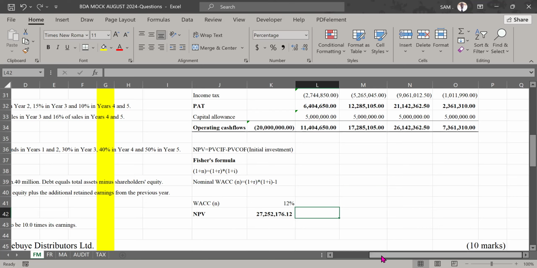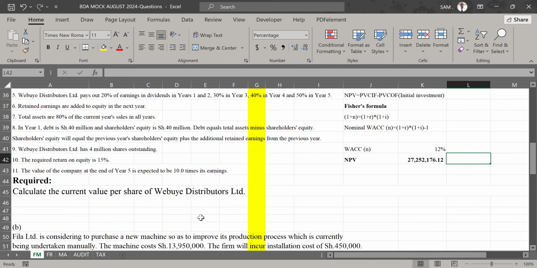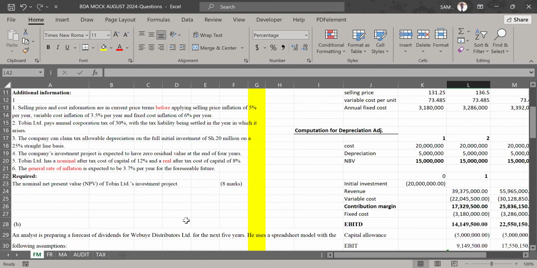We are not confirming, because remember, I want you to read note number 6. Have you read note 6? Not 5, from note 5. Tobin Limited has a nominal after-tax rate of 12% cost of capital, and a real after-tax cost of capital. So we have nominal cost of capital and we have real cost of capital.